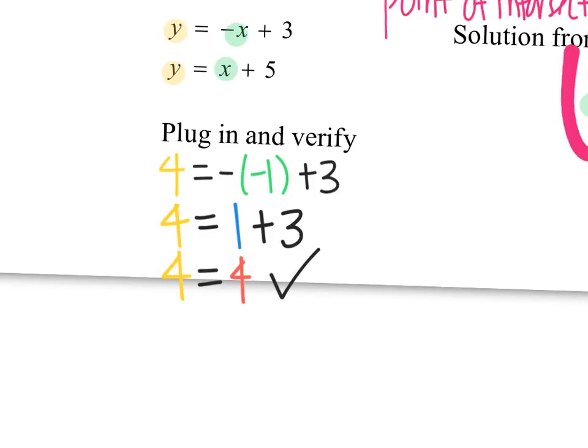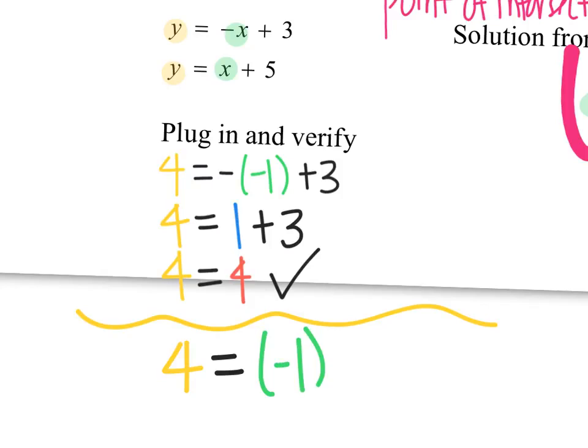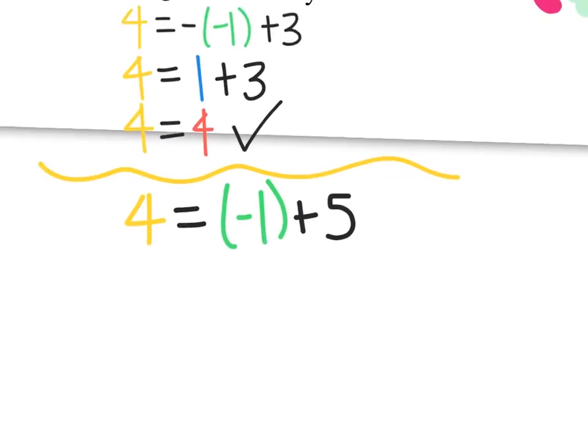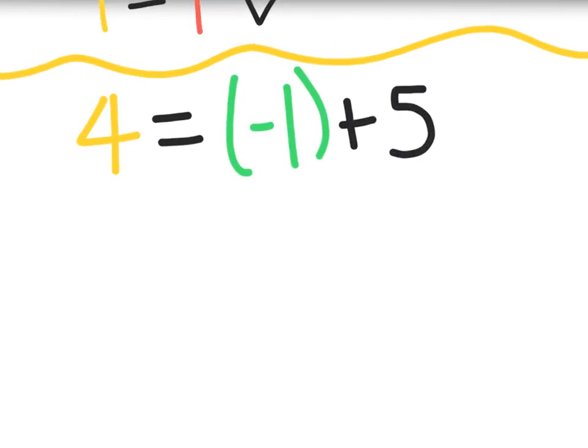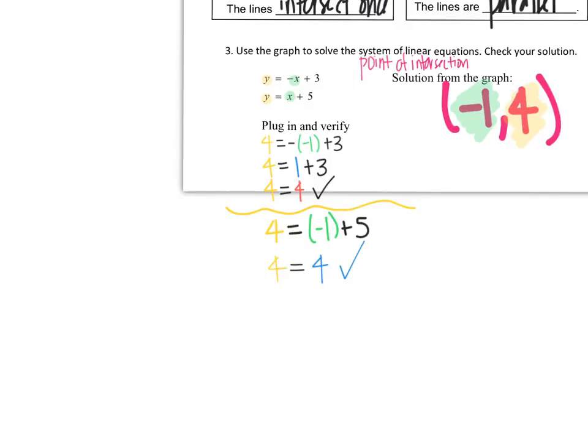Now I've got to do the same thing for the second one. So for my second equation, again, it was y equals, so now I'm looking at y equals x plus 5. So instead of y, I'm going to plug in 4 equals, instead of x, I'm going to plug in -1 and then plus 5. Because again, that was the equation I was looking at here. This y equals x plus 5. So then I'm going to check my math. So I still have 4 on the left side equals, so on the right side I have -1 plus 5, and -1 plus 5 is going to be 4. So since my left side and my right side are equal, this point is a solution.